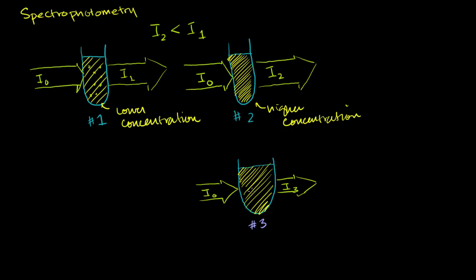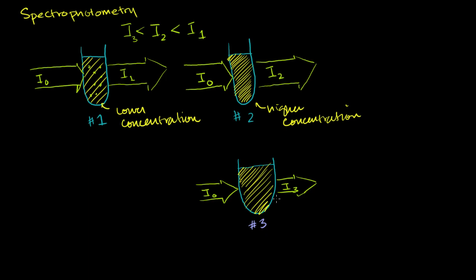What do you think is going to happen? Well, it's the same concentration, but this light has to travel a further distance through that concentration. So once again, it's going to bump into more molecules, and more of it will be absorbed. And so less light will be transmitted. So I2 is less than I1, and I3 is actually going to be the least.